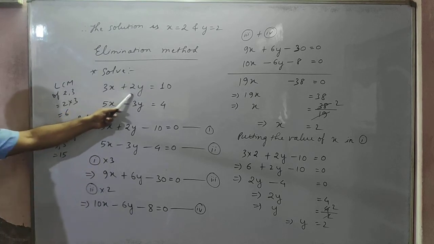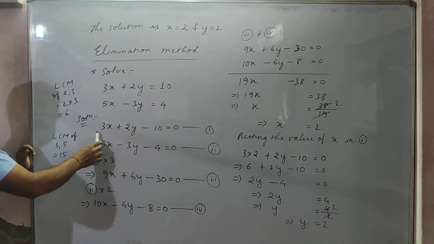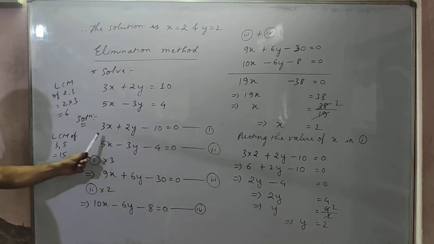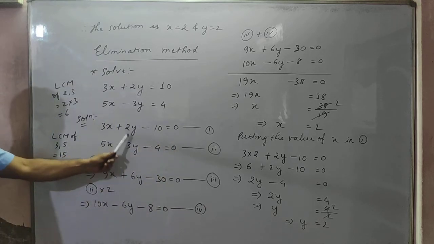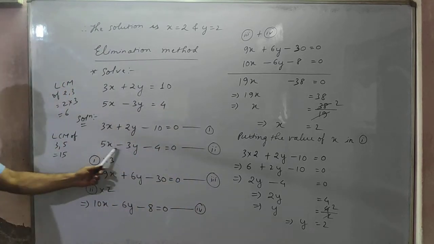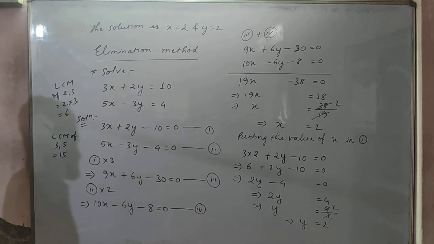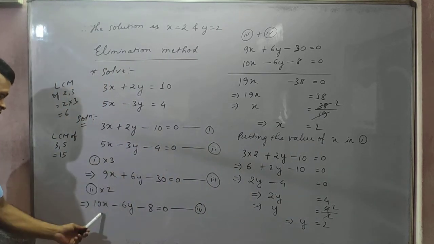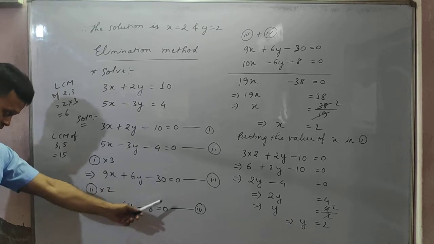This full equation I will multiply by 3. So 3 into 3 will become 9, 3 2s are 6, 3 10s are 30. Marking number 3. And in this equation, before y what number is there? 3 is there. In place of 3, if you want to make 6, multiply by 2. 2 5s are 10, 3 2s are 6, 4 2s are 8.